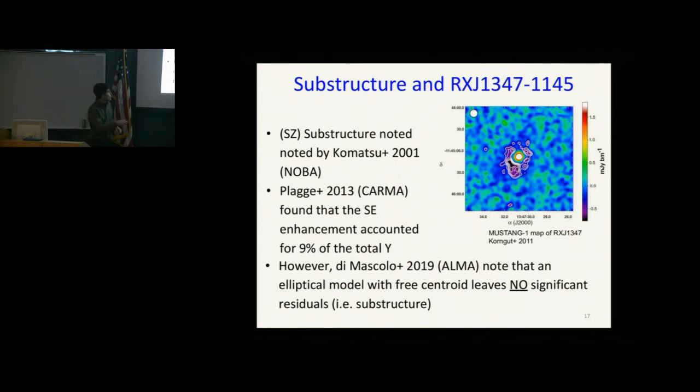However, a more recent work actually looked at this and said, well, if you fit an elliptical model, you actually see no significant residuals. So the point is, even when you have a pretty recognizable shock, it doesn't account for that much signal in the integrated Y. And this is not necessarily an upper limit on how much you get, but it's a good starting point. The point is, we don't see that much scatter just due to a shock, at least.